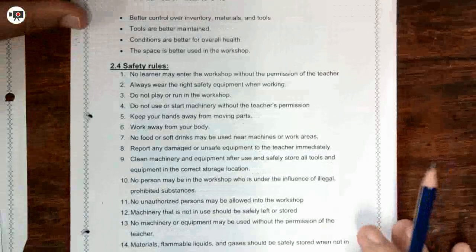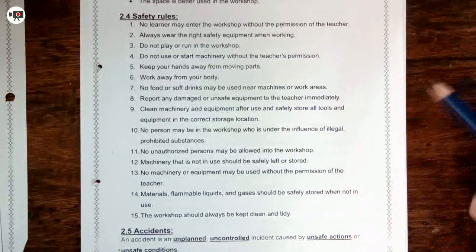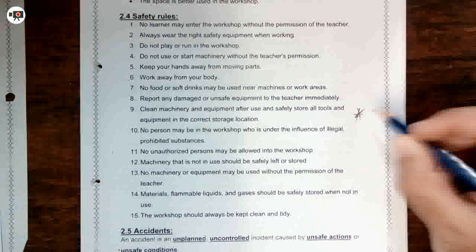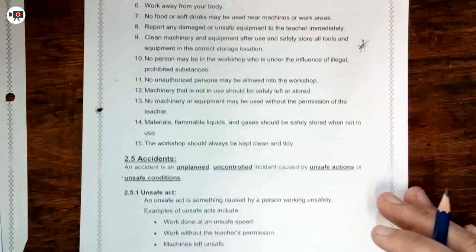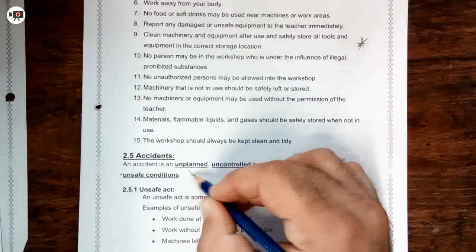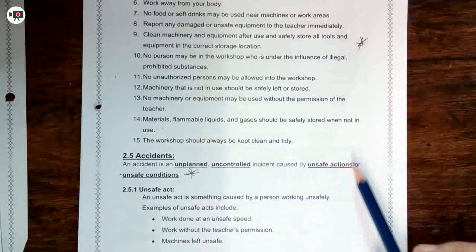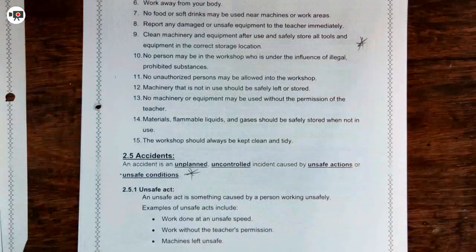Then 2.4, safety rules. There's 12, 15 safety rules that are very important for you to study. Then 2.5, accidents. Remember, this sentence is extremely important. An accident is an unplanned, uncontrolled incident caused by unsafe actions or unsafe conditions.